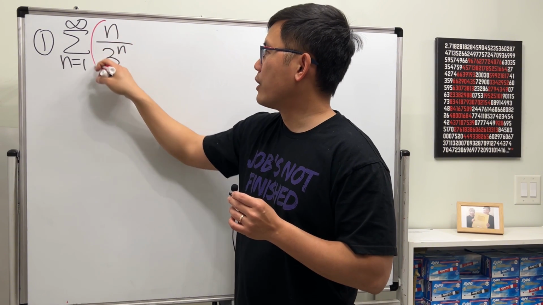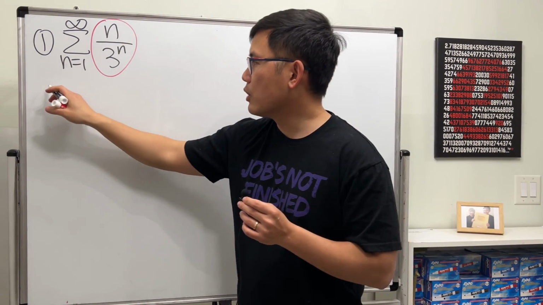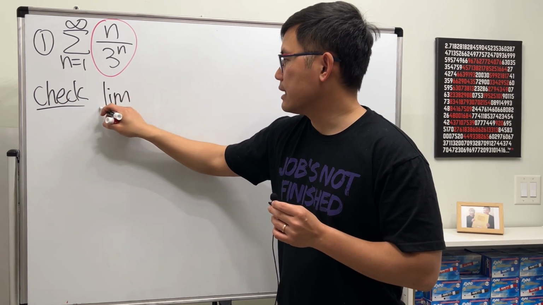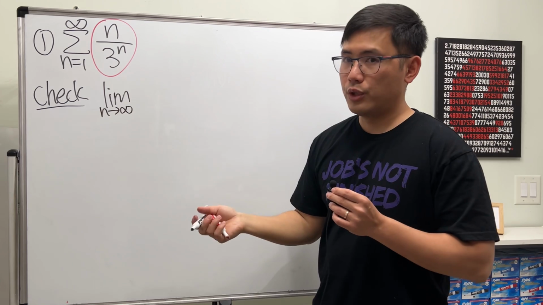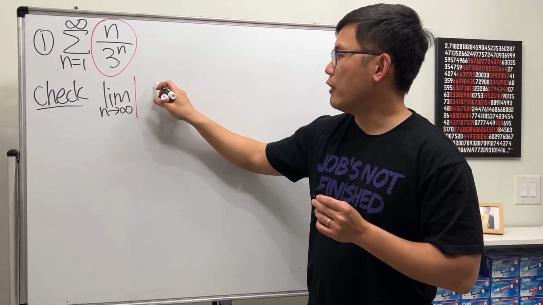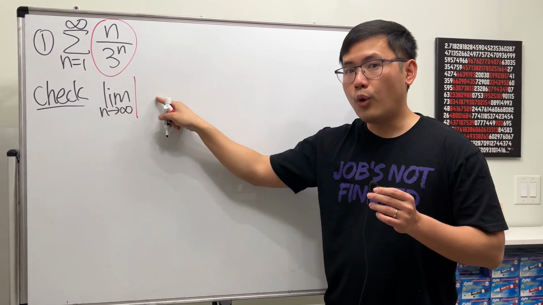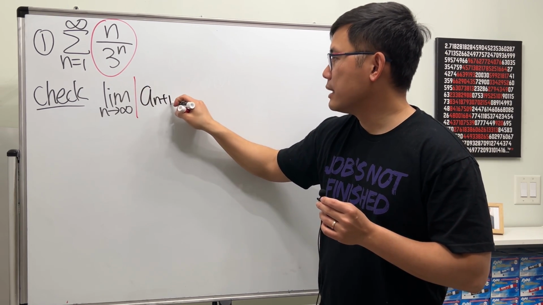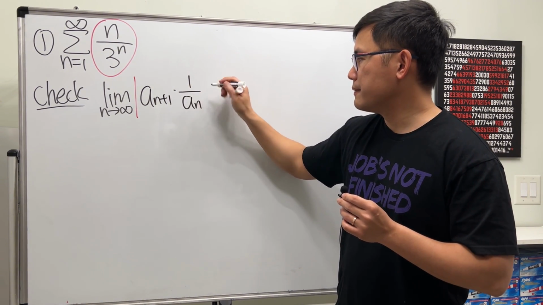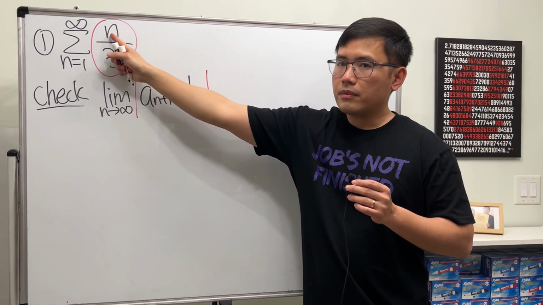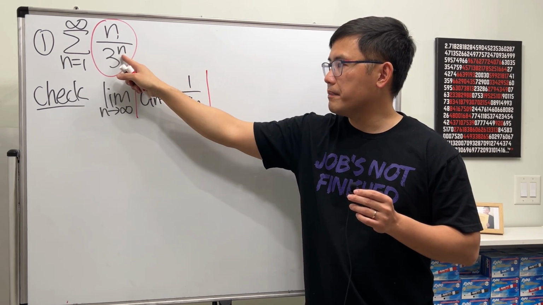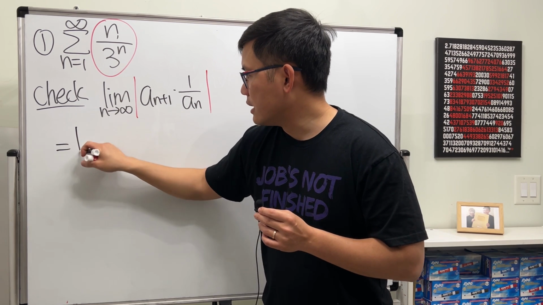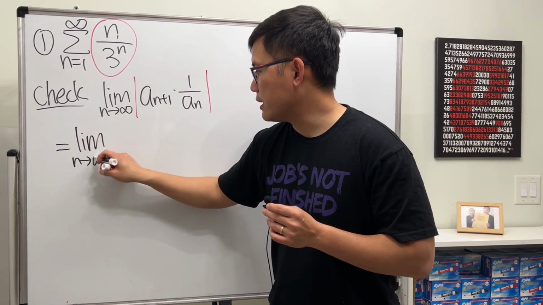This right here is our an. So we are going to check the limit as n goes to infinity. And remember the ratio test is the absolute value of an plus 1 over an. We can write it as an plus 1 times 1 over an. So the n plus 1 term, plugging in, and then times the reciprocal of the original. So this right here will give us the limit as n goes to infinity.